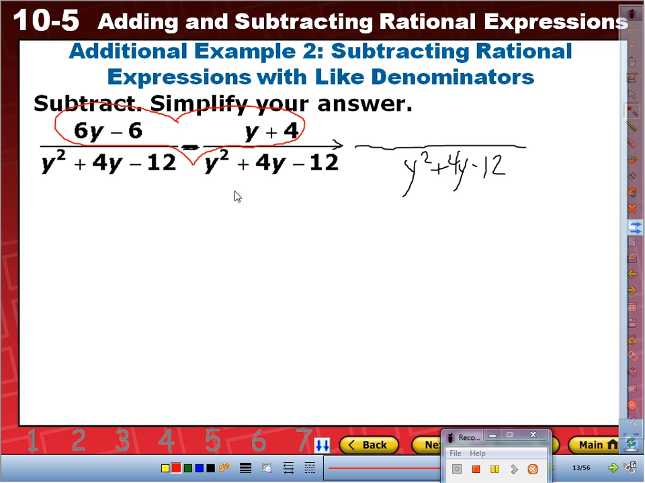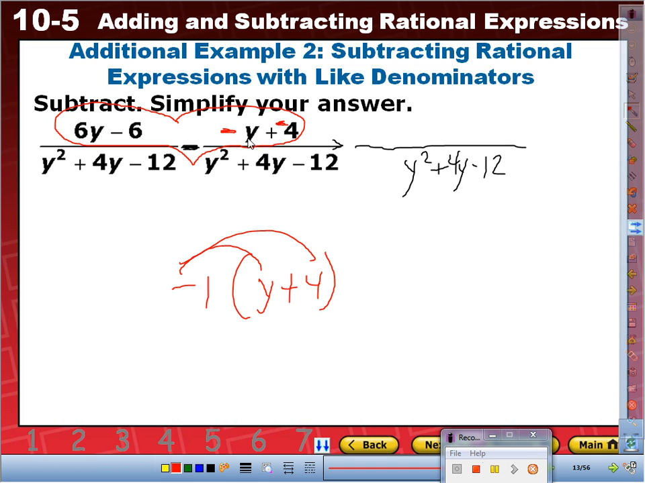Pay attention, please. Here's a negative. This negative is going to change these two to their opposite signs. So this becomes a negative and this one a negative. Why is that? Everybody look up. Because this is kind of like saying negative 1 times y plus 4. And what do we do there? You distribute. You guys see that?